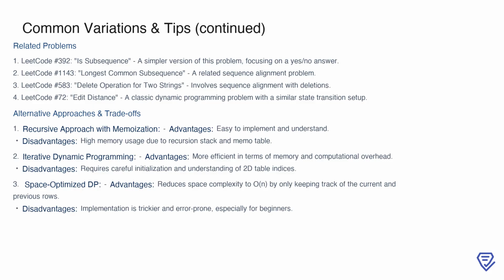When considering different approaches, a recursive solution with memoization is often easier to understand and implement, but it comes with the downside of higher memory usage due to the recursion stack and memo table. Iterative dynamic programming, on the other hand, is more efficient but requires a solid grasp of table initialization and indexing. For those looking to optimize further, space-optimized DP can reduce the space complexity to O(n) by keeping track of only the current and previous rows. This approach, however, can be trickier to implement and more prone to errors, especially for those new to dynamic programming. Balancing these trade-offs and choosing the right approach based on the problem constraints is a valuable skill to develop.